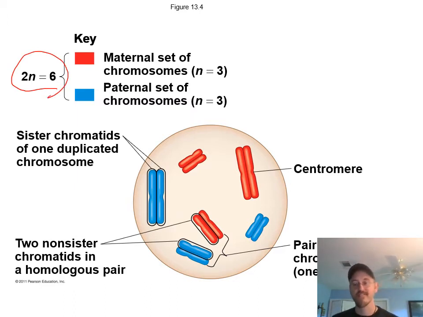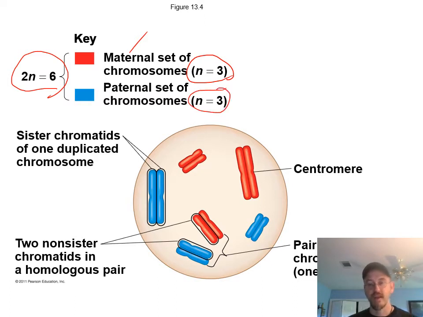And notice they're going to start color coding the chromosomes here. Red chromosomes stand for maternal chromosomes, those that were inherited from mom. Blue represents paternal chromosomes, those that were inherited from dad. So there's 3 maternal chromosomes and there's 3 paternal chromosomes. Each one has a partner. I like to think of it as like a dancing partner. They each have a homologous partner. So let's look at all the terminology here.